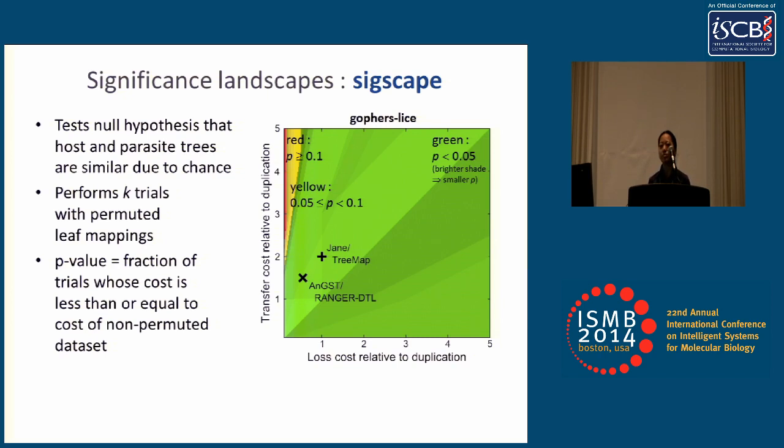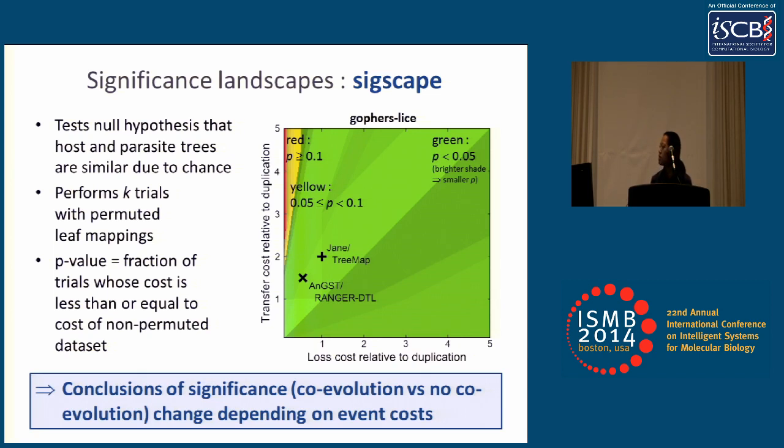If this p is less than some alpha, some significance threshold, then we reject the null hypothesis and say they did co-evolve. Now using our algorithm, over this cost landscape we can find all the regions where we do have significance, for example p less than 0.05. Regions where we might have significance, so p between 0.05 and 0.1, and also regions where we have no significance. If we're in this red region, we actually cannot reject the hypothesis that they are similar due to chance. The idea is that these conclusions of significance, co-evolution versus non-co-evolution, can change depending on the event cost assignments.